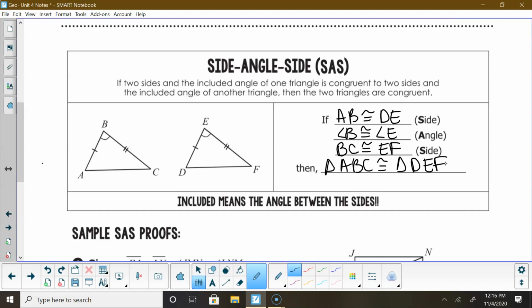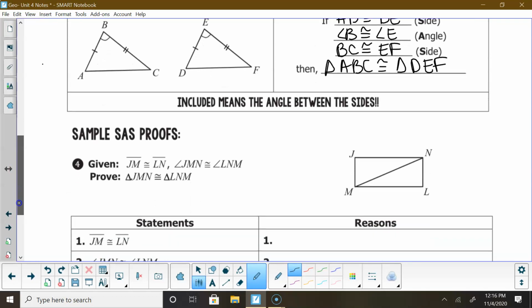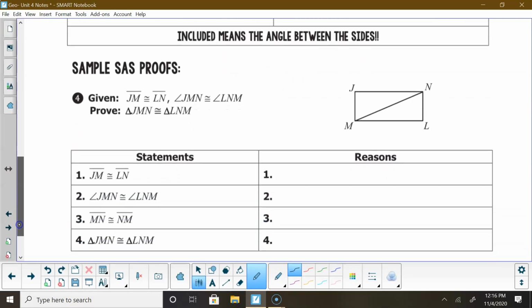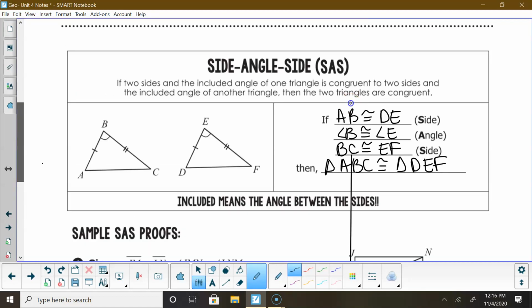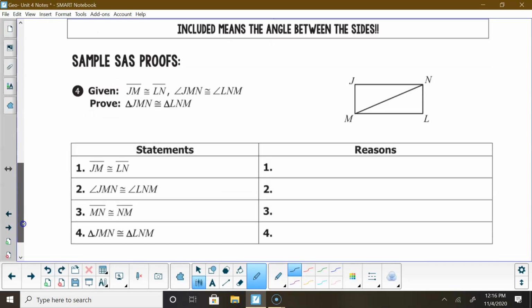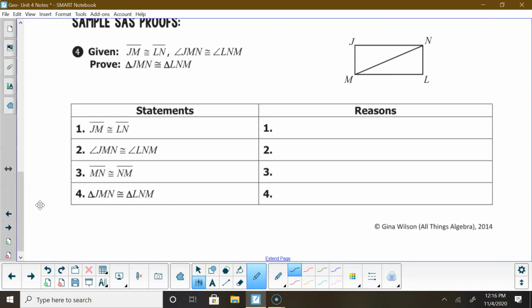So, do we want to do a proof together? Do you want to try it all by yourself? Which one? Okay. So, start off with what I'm given. I'm given JM, LN, and that's given.